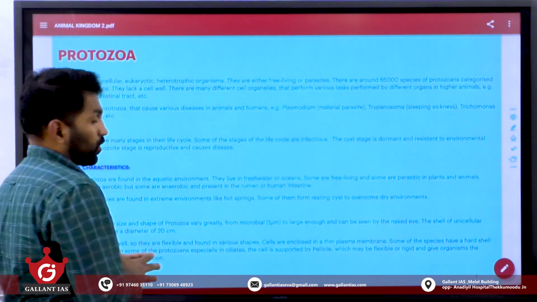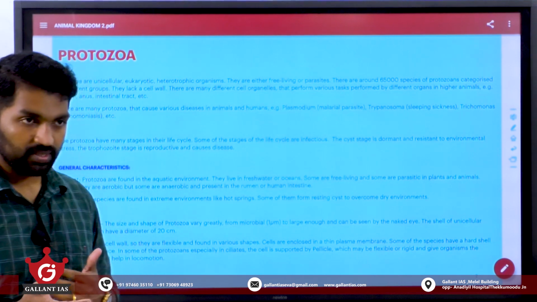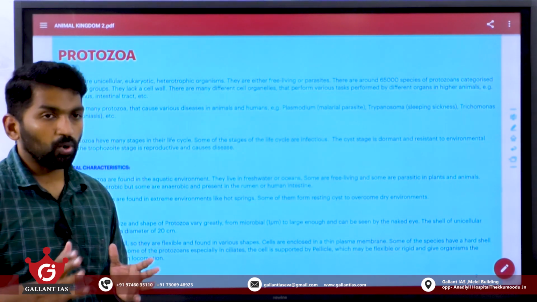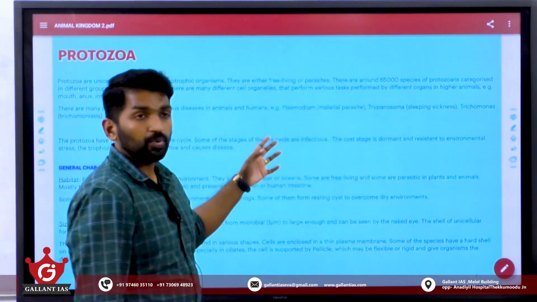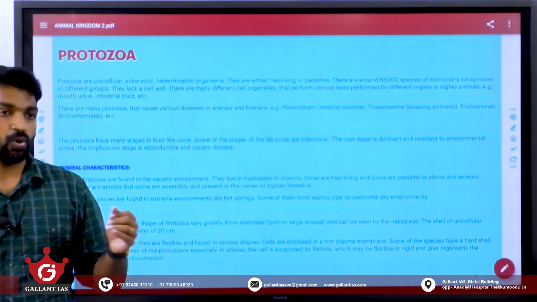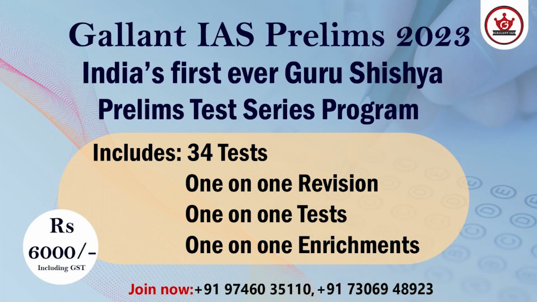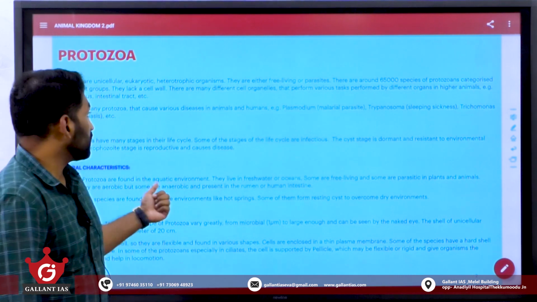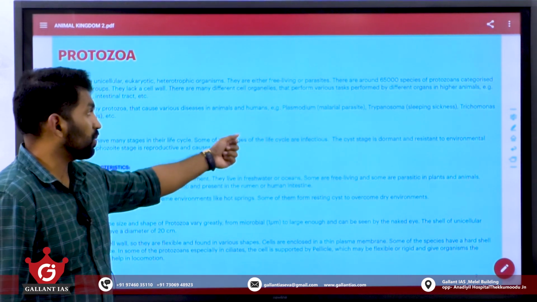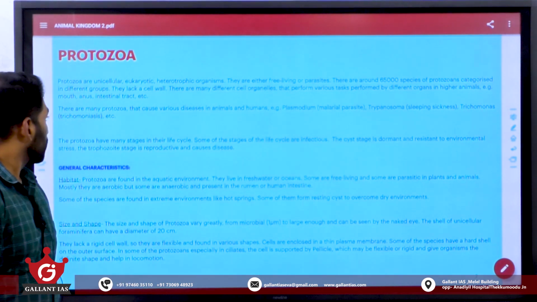Protozoans lack a cell wall. As they are primitive organisms and unicellular, they will not have any organ systems or organs in them. However, they will have cell organelles that perform various tasks that organs or organ systems perform in higher organisms. Many protozoa are involved directly or indirectly in many diseases in animals and humans. Example: Plasmodium, Trypanosoma, Trichomonas, etc.